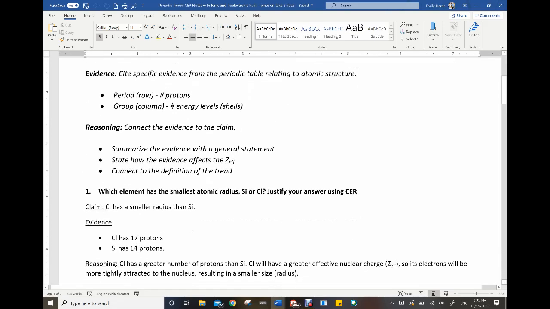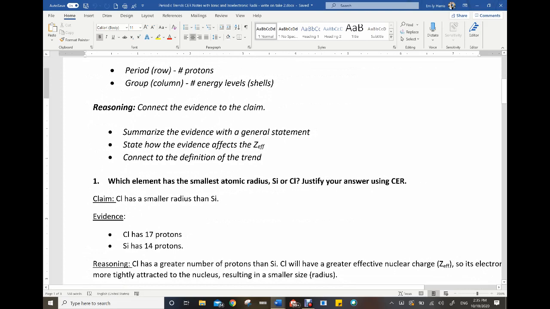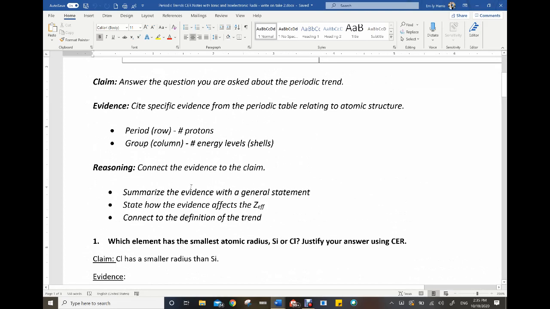So it's going to start out with a question such as, which element has the smallest atomic radius? Si, silicon, or Cl, chlorine. Justify your answer using CER. So in the claim, that's simply where you're going to state a very direct and concise answer to the question. So we were asked, which element has the smallest atomic radius?